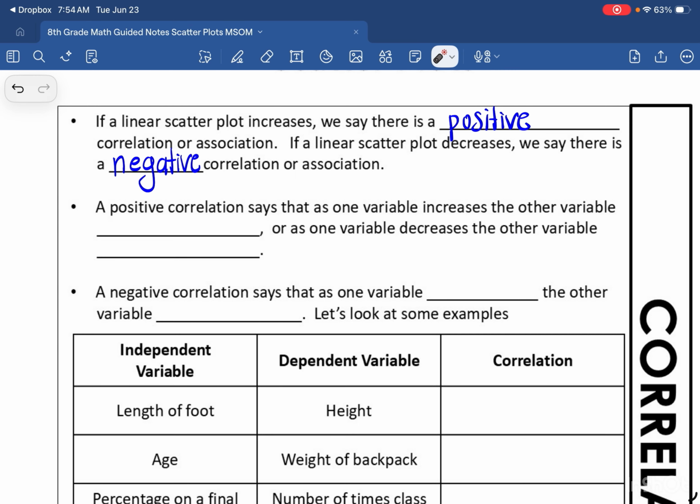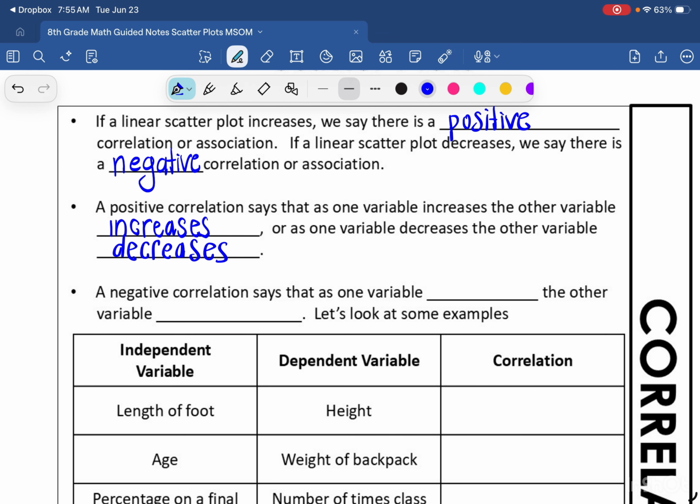A positive correlation says that as one variable increases, the other variable also increases. Or, as one variable decreases, the other variable would also decrease. So they do the same thing, either increase together or decrease together. A negative correlation says that as one variable increases, the other variable decreases. So they would be moving in opposite directions.